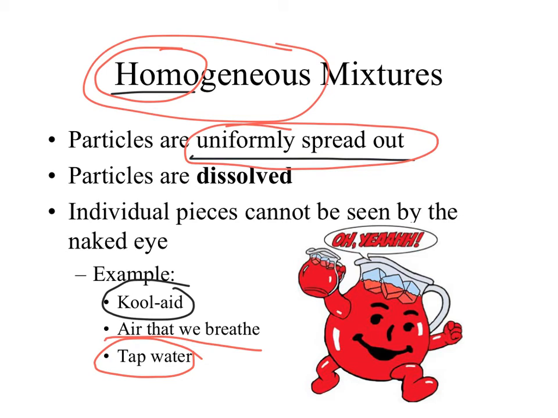All right, thanks for listening up on matter. Again, two branches of matter are either pure substances or mixtures. If you're a pure substance, you're either an element or a compound. And if you're a mixture, you're either homogeneous or heterogeneous. All matter fits under those categories.